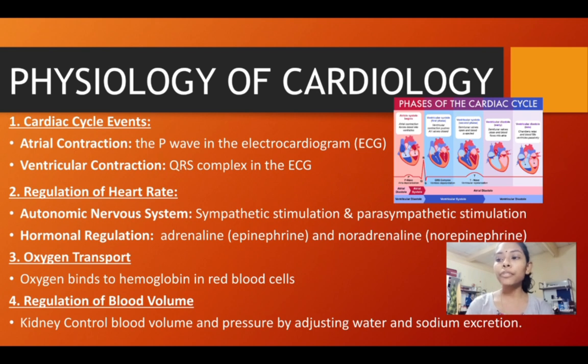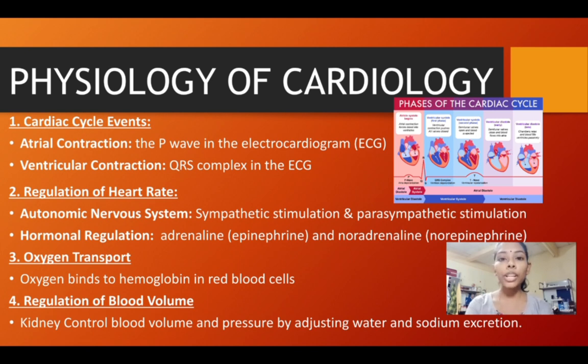Moving on to the physiology of cardiology. In the physiology part, we have cardiac cycle events. The cardiac cycle events involve the alternating contraction, or systole, and relaxation, which is the diastole, of the heart chambers. Systole is the phase when the heart contracts, pumping blood into the arteries. Diastole is the phase of relaxation, allowing the chambers to fill with blood.